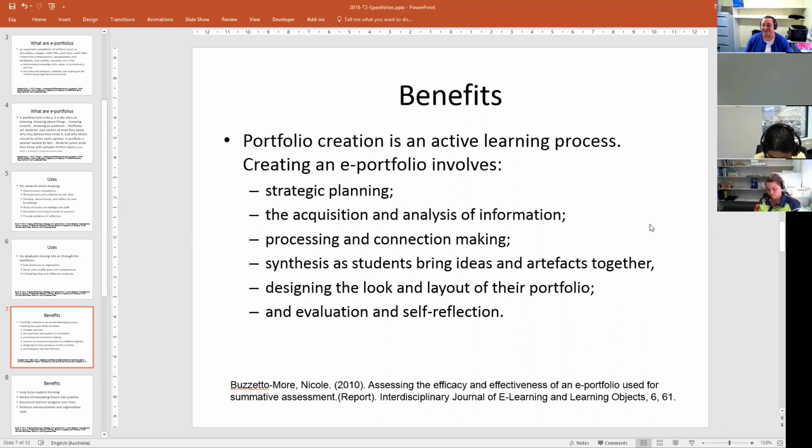So while we get them to put all these different artefacts in there, if we get them to look at portfolios as something broader than just, we told you to put it there, they can really develop some very good self-learning, some self-reflection, some general personal development skills and abilities while they're doing it.